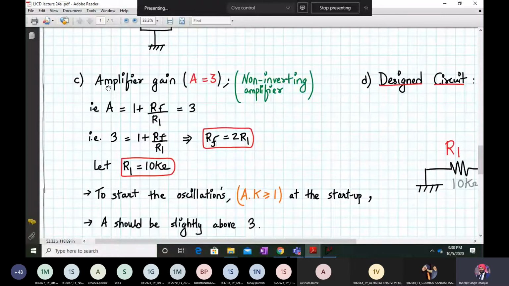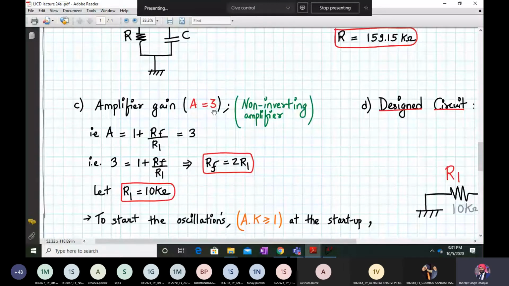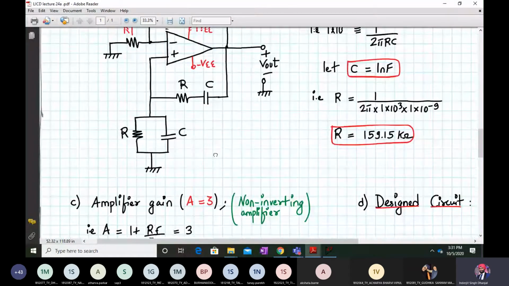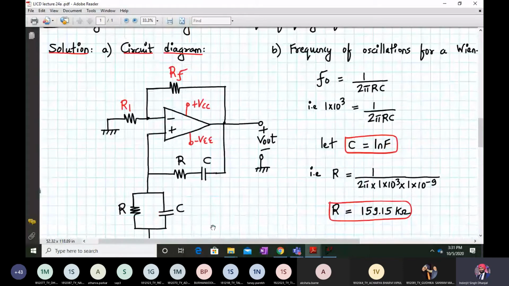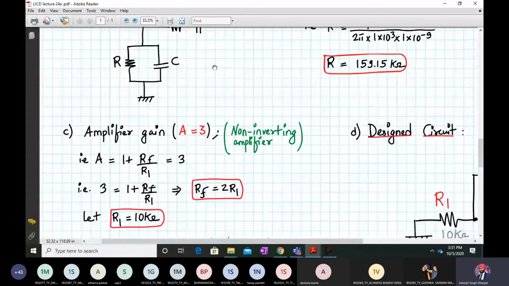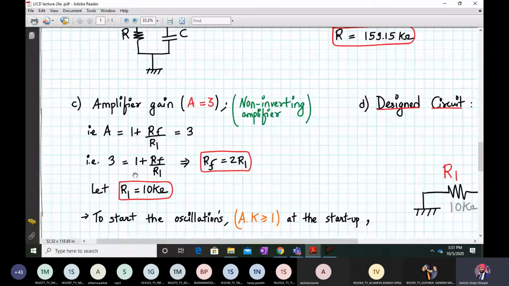So here the amplifier gain A is equal to 3. It is required over here. We will also see why in a Wien bridge oscillator the amplifier gain should be 3. This we are not assuming, this is a fact. We'll come back to this point. So the amplifier gain should be 3, and this is a non-inverting amplifier whose gain is given by A equal to 1 plus Rf upon R1. So 1 plus Rf upon R1 should be 3. That means Rf should be twice R1.